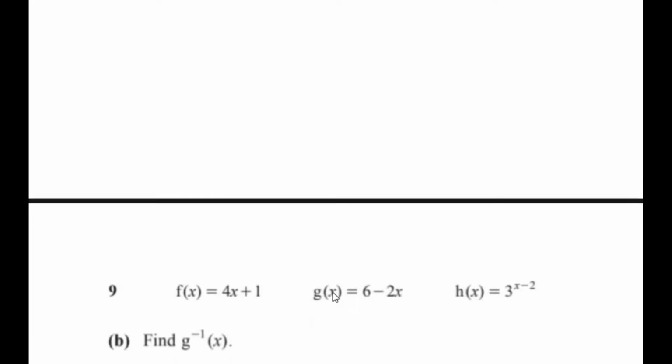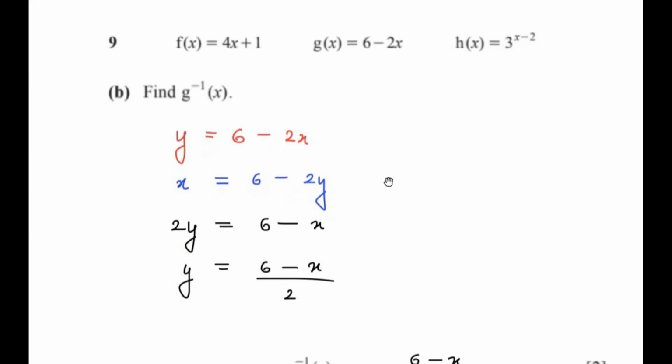Now moving on to the next one, we need to find the inverse of g. So we are going to consider this function. Now here I have replaced g of x by y. So y is equal to 6 minus 2x. Now the first step is swap the places of x and y. That is, x takes the place of y and y will take the place of x. So here we have got x is equal to 6 minus 2y.